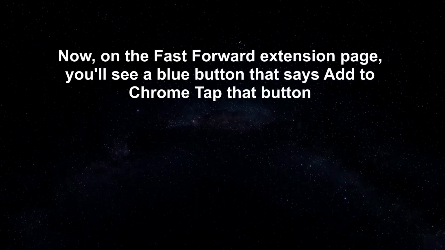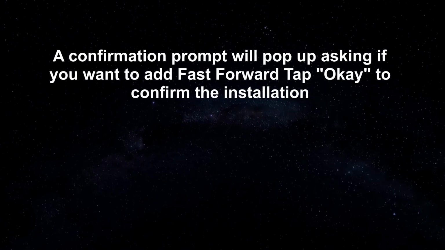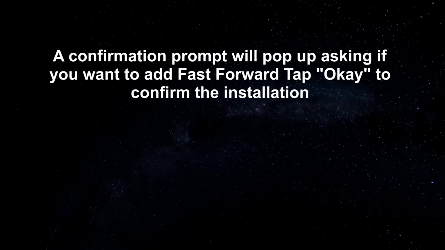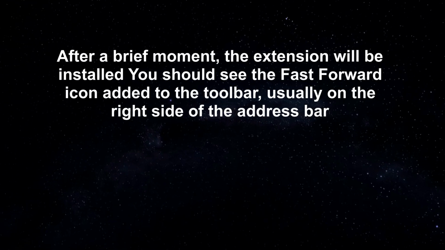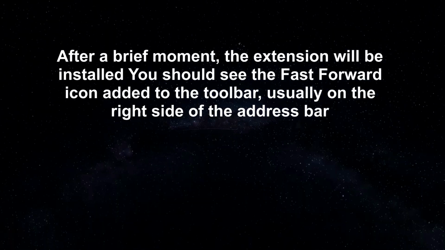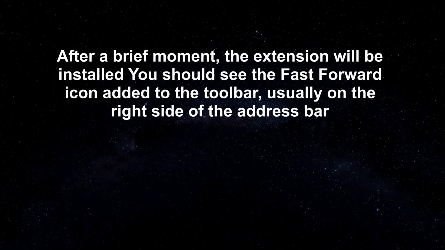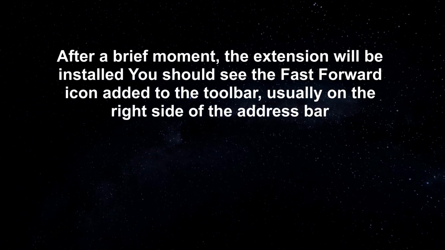Now, on the Fast Forward extension page, you'll see a blue button that says Add to Chrome. Tap that button. A confirmation prompt will pop up asking if you want to add Fast Forward. Tap OK to confirm the installation. After a brief moment, the extension will be installed. You should see the Fast Forward icon added to the toolbar, usually on the right side of the address bar.